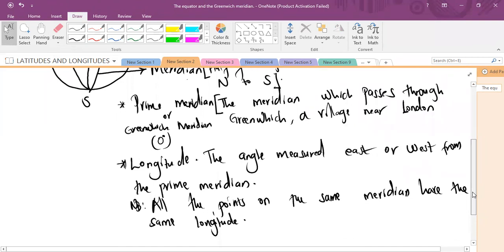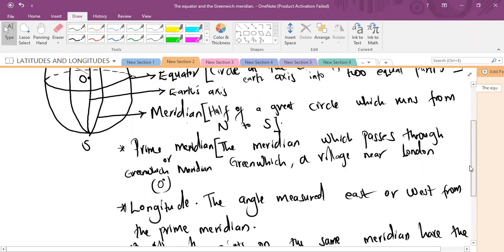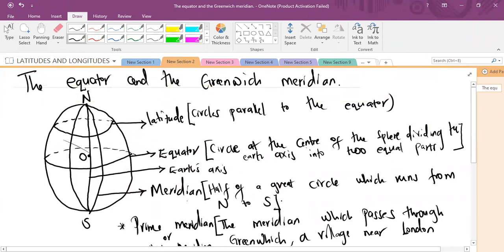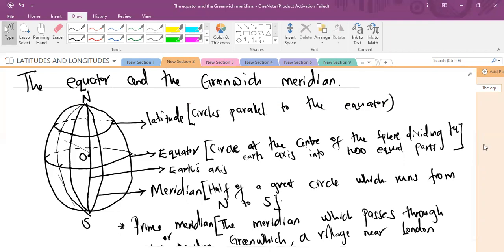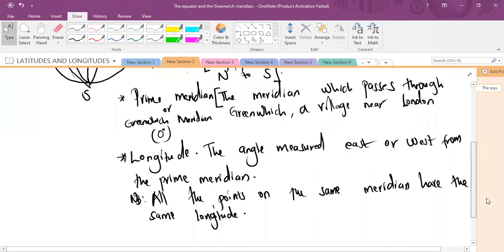All the points on the same meridian have the same longitude. So if we were to really consider this meridian here, all the points here will obviously have the same longitude. So if this is, let's say, 0 degrees, that's 0 degrees. If we were to consider another meridian, let's say 30 degrees west, this point and this point will obviously have the same longitude.